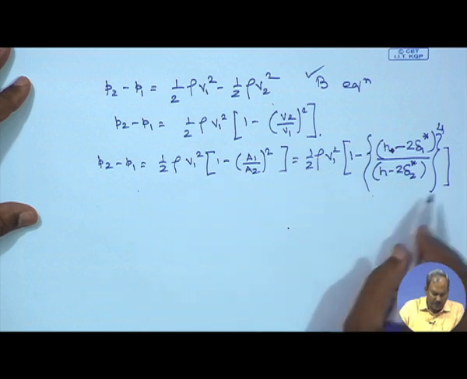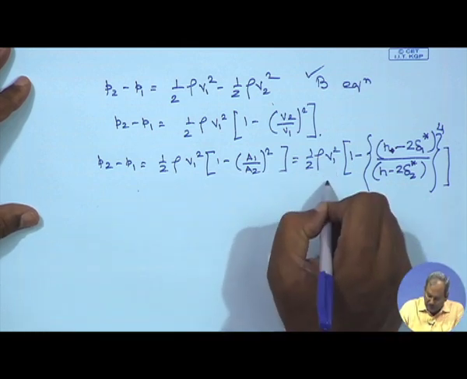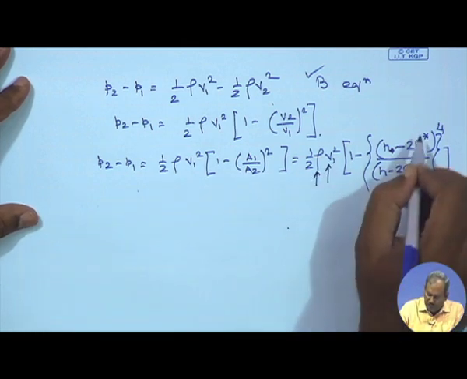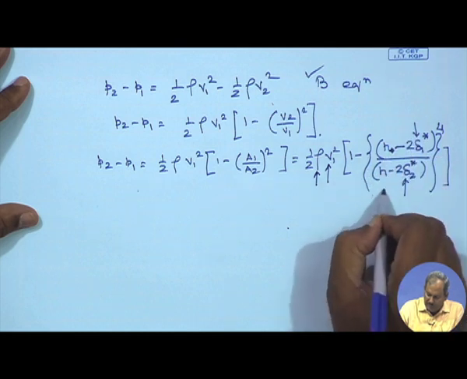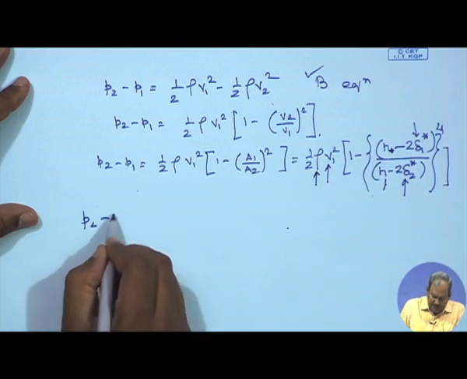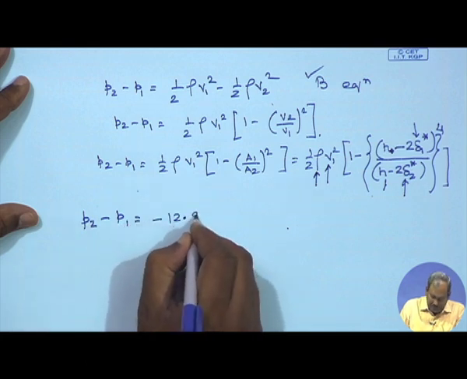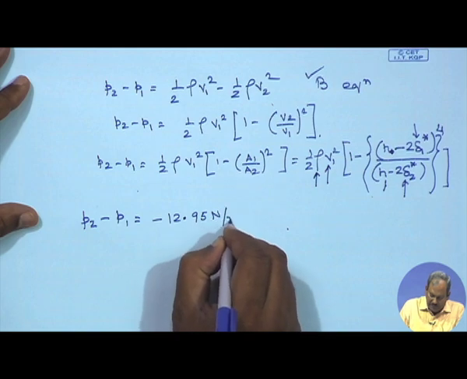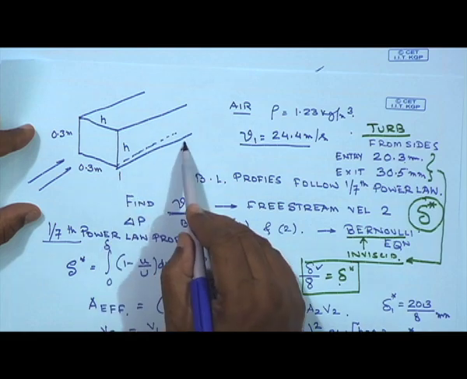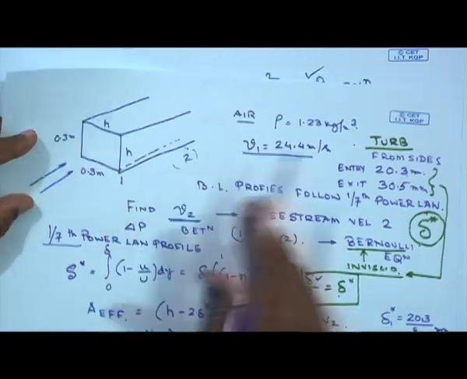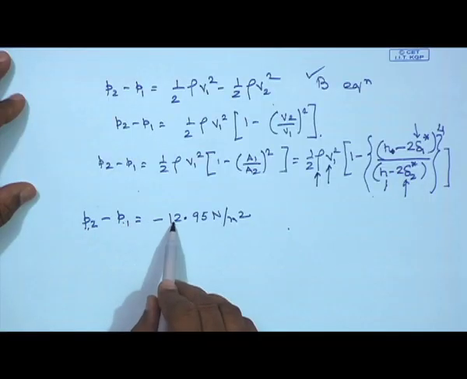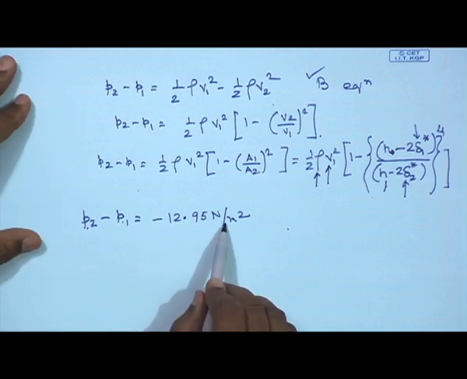Okay. So that is going to be this, and when you put the value for rho, V1, delta 1, delta 2 and H, you would see that P2 minus P1 would turn out to be minus 12.95 Newton per meter square. So obviously for flow to take place from 1 to 2, the pressure at 2 must be lower than at 1, and therefore P2 is lower than P1, and the difference in pressure is equal to 12.95 Newton per meter square.